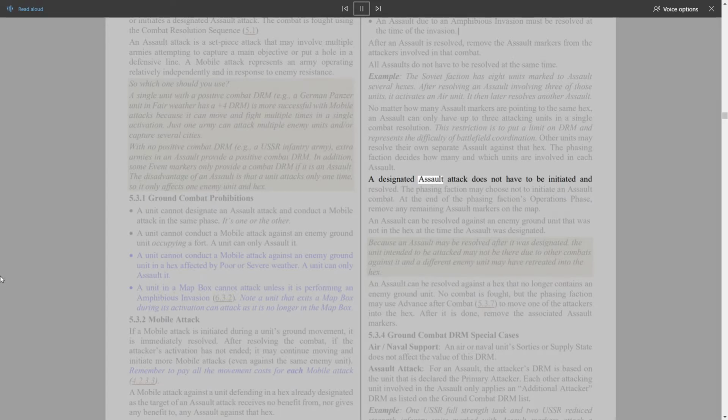A designated assault attack does not have to be initiated and resolved. The phasing faction may choose not to initiate an assault. At the end of the phasing faction's operations phase, remove any remaining assault markers on the map.